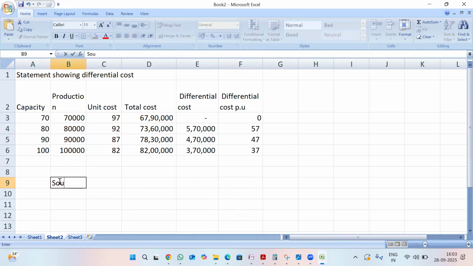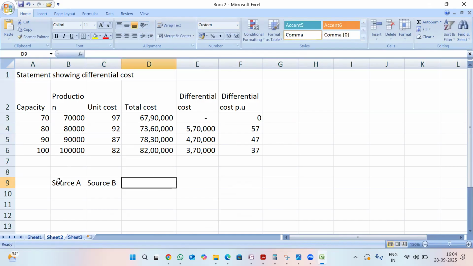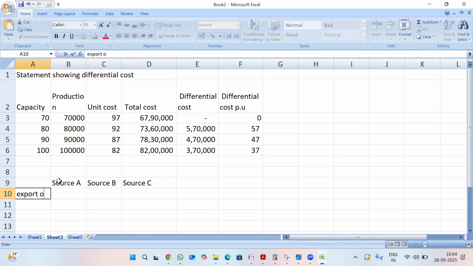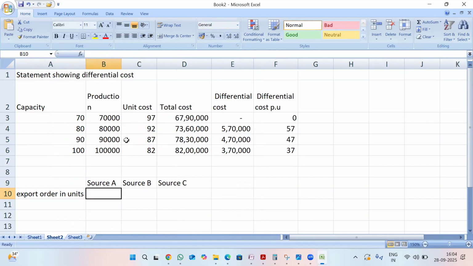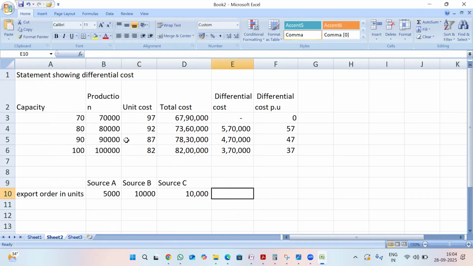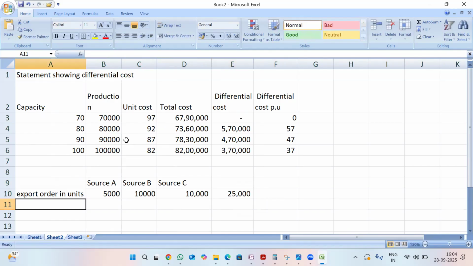So source A, source B, and source C, right? So export order in units: 5,000, 10,000, and 10,000. So that total comes to 25,000 units.